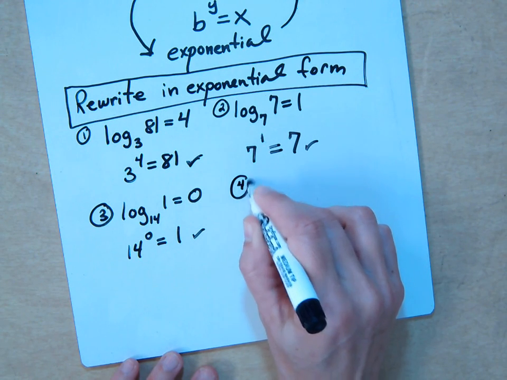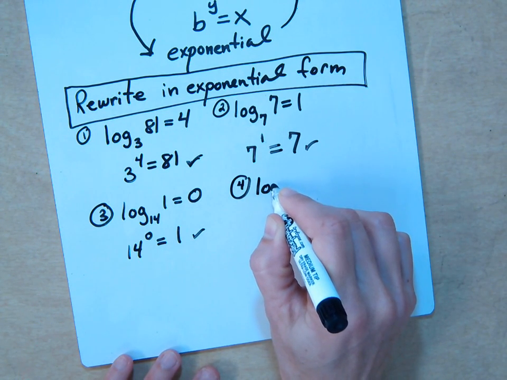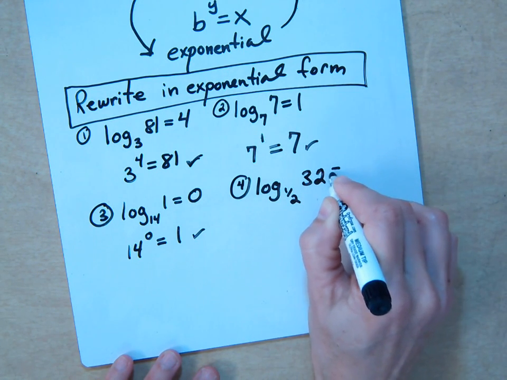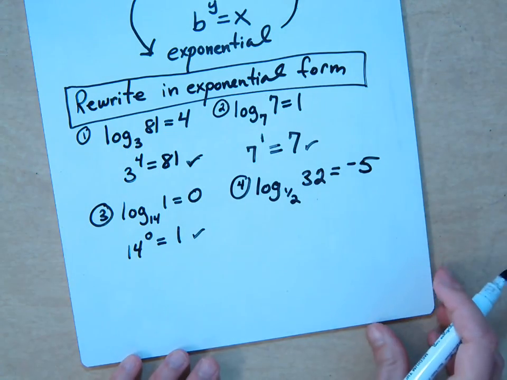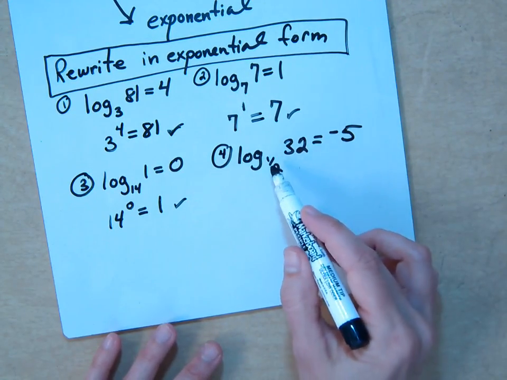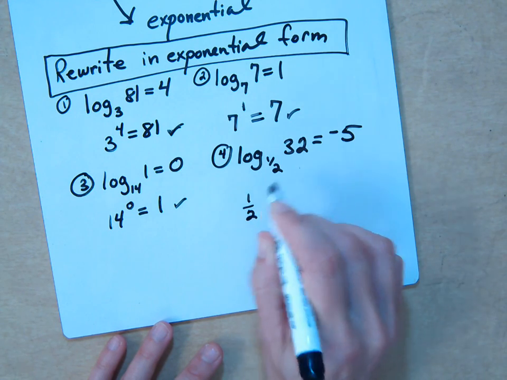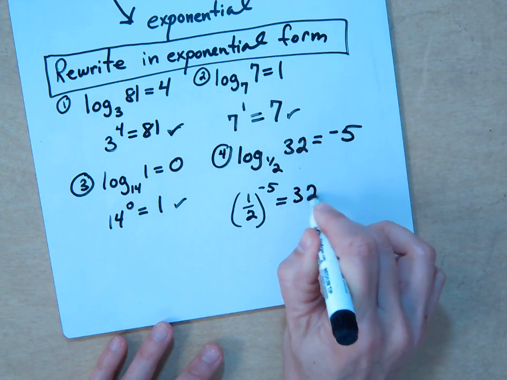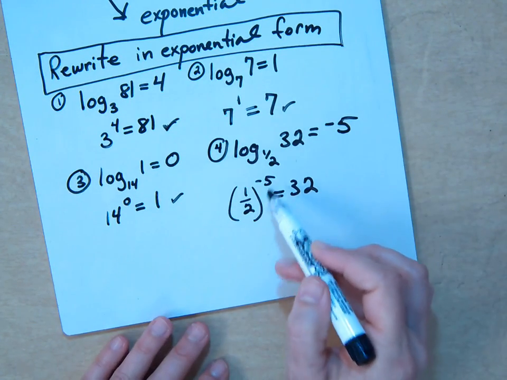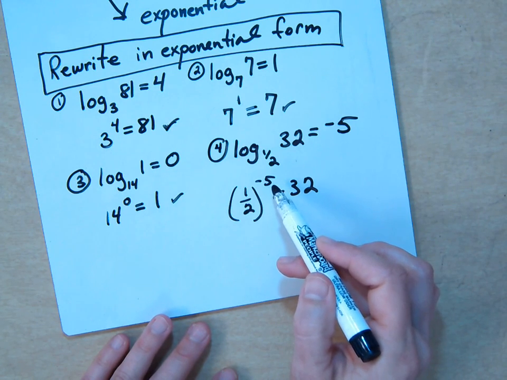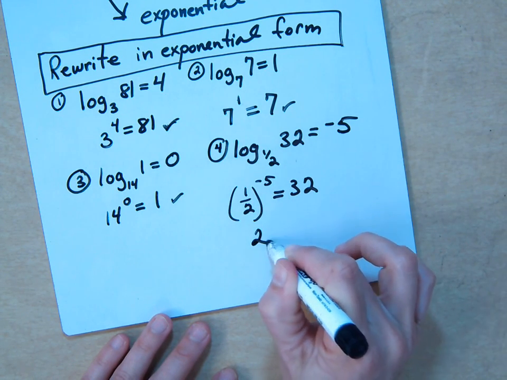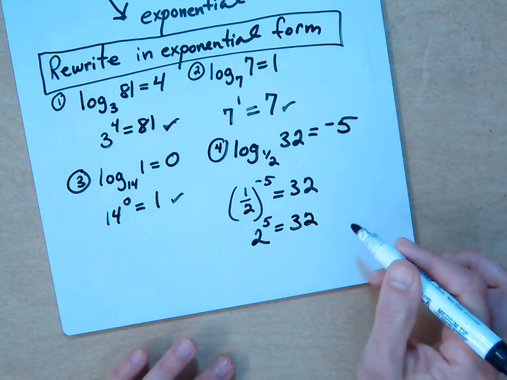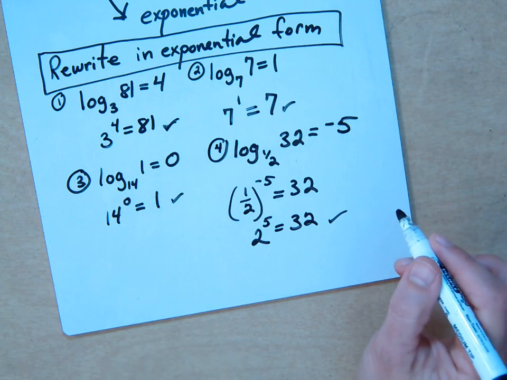And one more example with a fraction in it, log base 1/2 of 32 equals -5. Okay, let's check to see that works. You would say 1/2 raised to the -5 power equals 32. And to check this, we know, this is good review, to make a negative exponent positive, we take the reciprocal, which is just 2 to the 5 equals 32, and yes, 2 to the 5th power does equal 32.